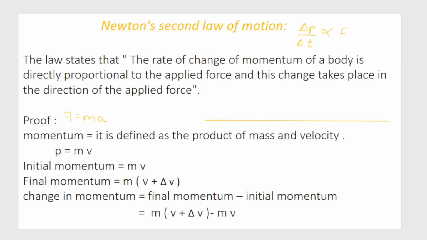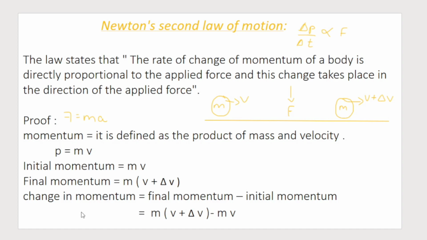We know that momentum is defined as the product of mass and velocity, that is p is equal to mv. Now let us consider a body of mass m moving with an initial velocity v. Let F be the force applied on it for a time delta t. Due to this force, the velocity has changed from v to v plus delta v. So the initial momentum is mv and the final momentum is m into (v plus delta v). So the change in momentum will be equal to final momentum minus initial momentum, that is m into (v plus delta v) minus mv.